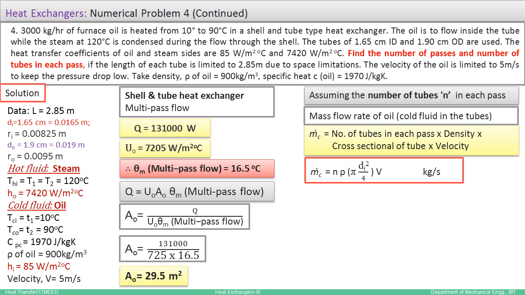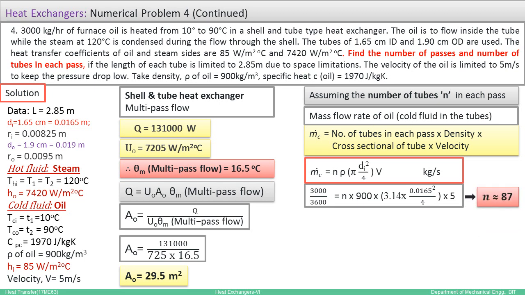So n is not known, and m dot c is given here as 3000 kg per hour of furnace oil. So 3000 kg per hour is to be converted into kg per second, and you can find out the number of tubes in each pass approximately equal to 87. And from this expression, now that we have the number of tubes, it is required to find out the number of passes to achieve the total heat transfer area.